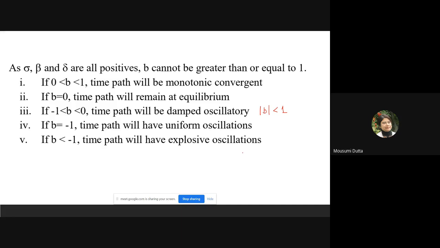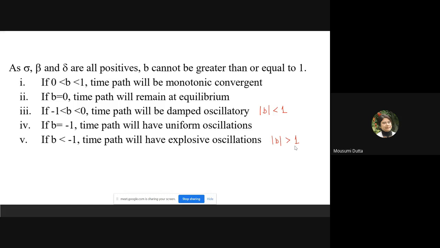So in this case, B is negative and hence the time path will be oscillatory. However, mod B is greater than 1, and therefore the time path will be divergent. So together the two conditions, that is the negative value of B and the mod value being greater than 1, give explosive oscillations.